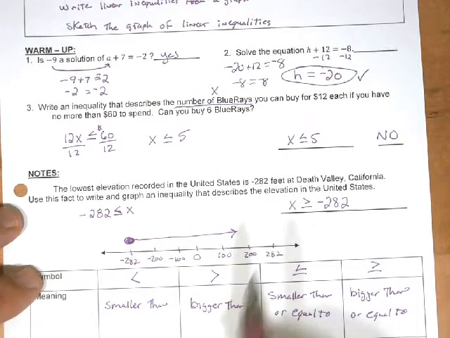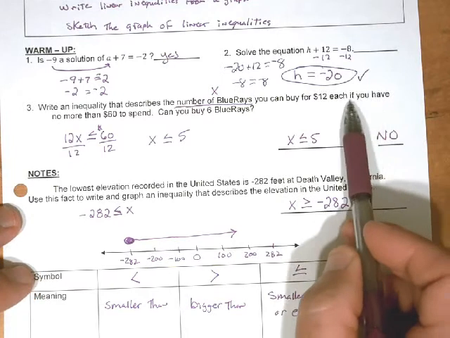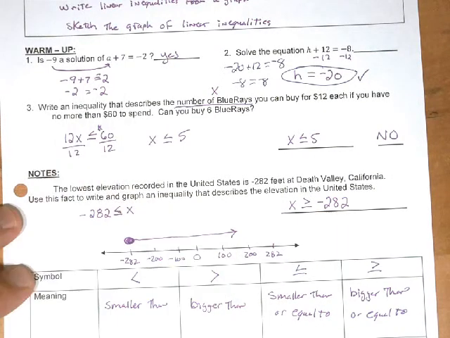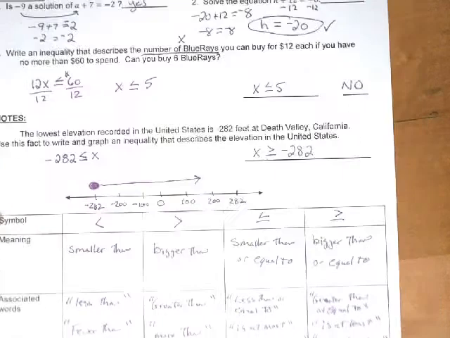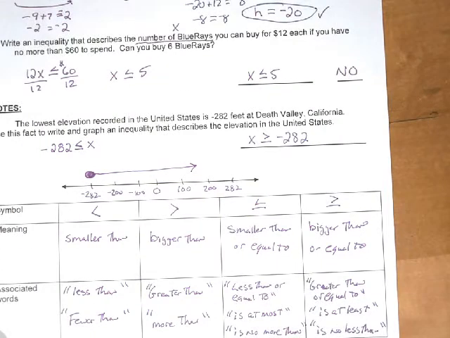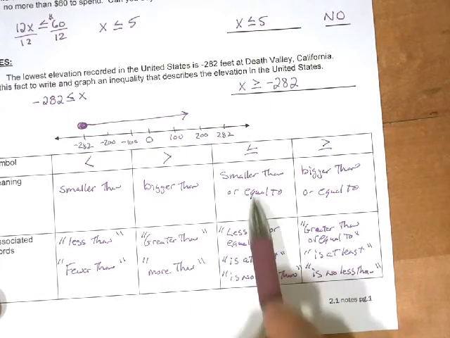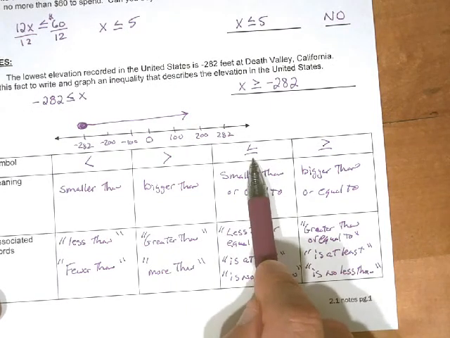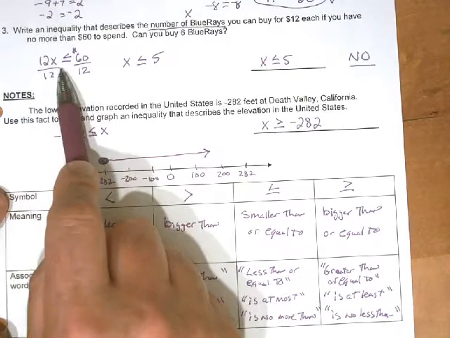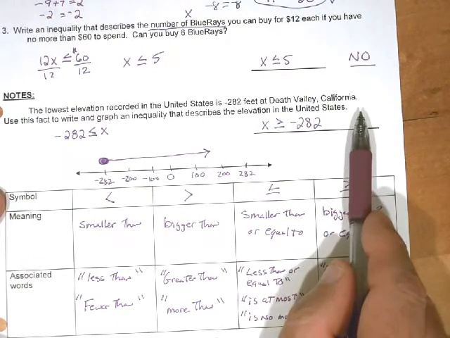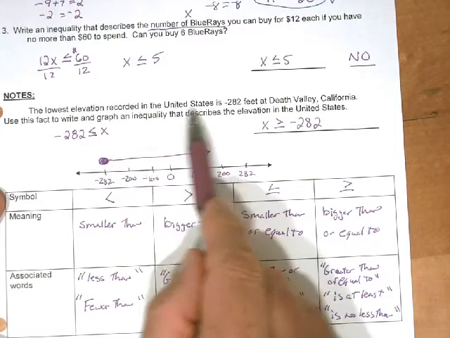So when we were writing our questions, notice we saw some of these up here already. So it said here, if you have no more than $60. So where did we see no more than? Right here, no more than, and notice what sign we used, the less than or equal to, which we used up here in this question also.